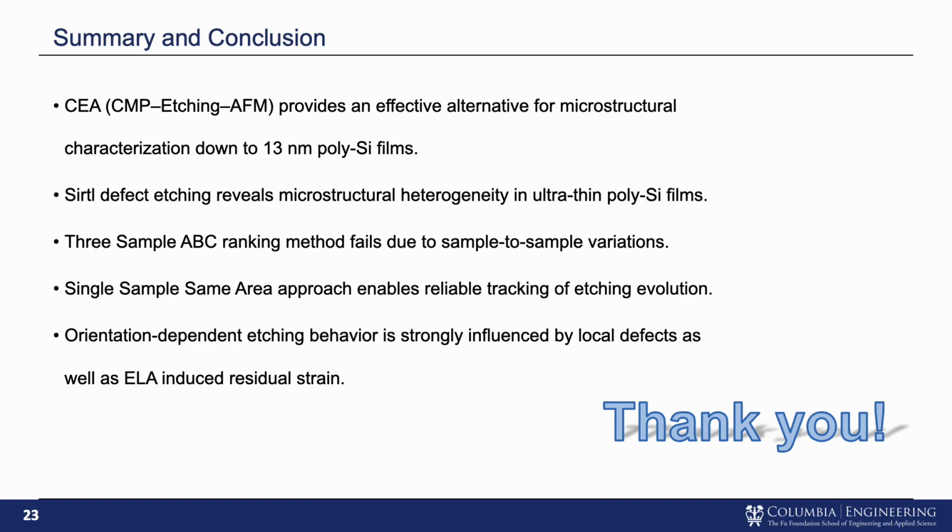Importantly, it showed that the 3-sample ABC ranking method fails for this system due to strong sample-to-sample variation. Instead, the single-sample, same-area tracking approach enables a much more reliable comparison of etching evolution over time, because it eliminates ambiguity caused by the spatial heterogeneity across different samples.